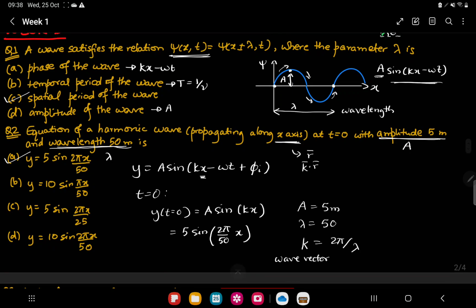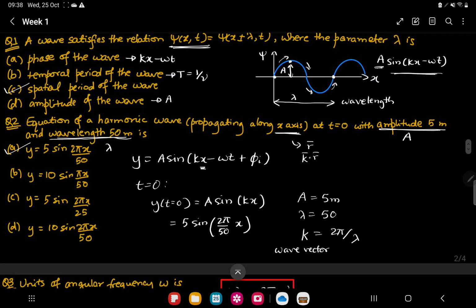So this is a question wherein we are given the amplitude and the wavelength, and then we have to find out the expression which represents the wave which is propagating along the x-axis. So amplitude is 5 meters. So this is the expression of the wave: y equals A sine(kx minus omega t plus phi_i). Phi_i is the initial phase, which is 0 for our case. So amplitude A is 5 meters.